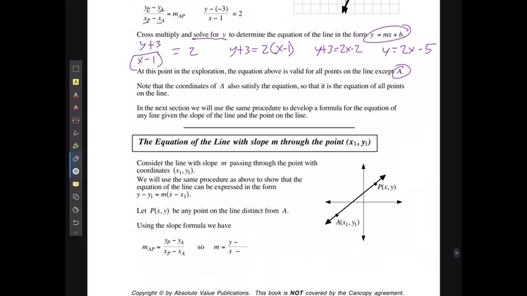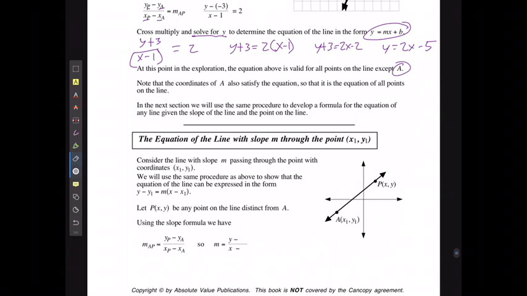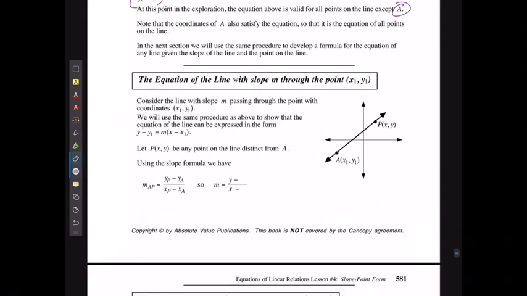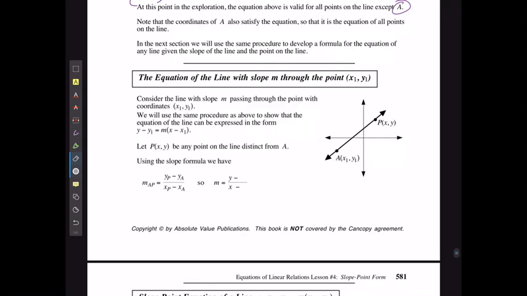In the next section, we'll use the same procedure to develop a formula for the equation of any line given the slope of a line and the point of a line. So, if we consider the line with a slope of m, passing through the point with coordinates x1, y1, which you can see down here, we'll use the same procedure as above to show that the equation of the line can be expressed in the form y minus y1 is equal to m bracket x minus x1.